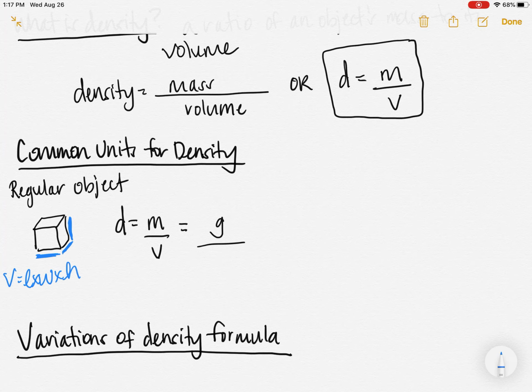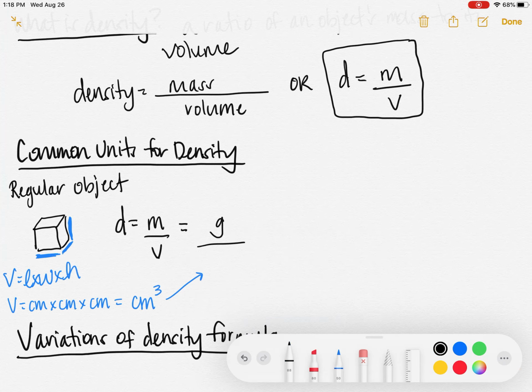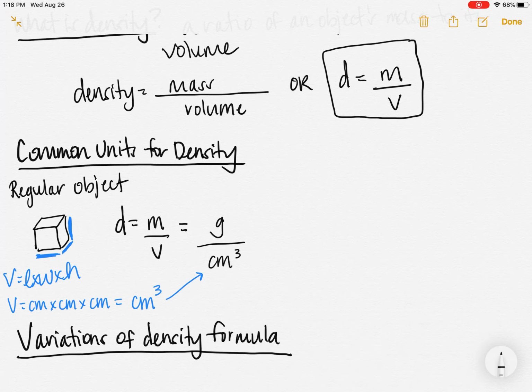So normally we're working with things that are rather small, and we're measuring the length and the width and the height in centimeters. So my volume would be centimeters times centimeters times centimeters, which would give me some number and a unit of centimeters cubed. Okay, so for my volume, in this case, I would have a unit of centimeters cubed, or cubic centimeters. So this is my first unit for density, grams per cubic centimeter, or grams per centimeter cubed.